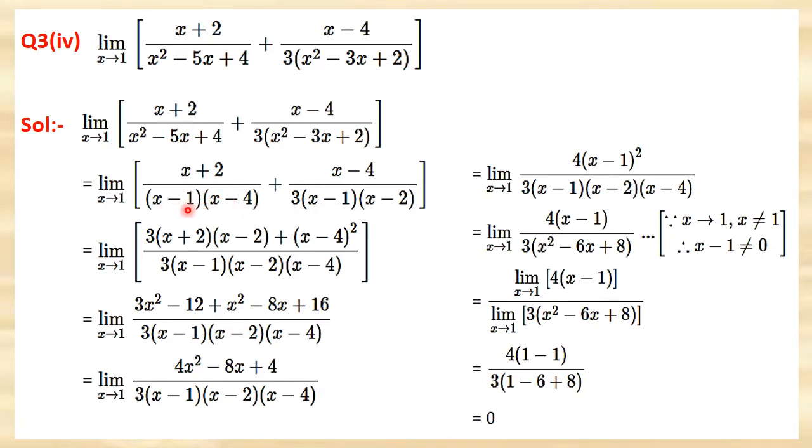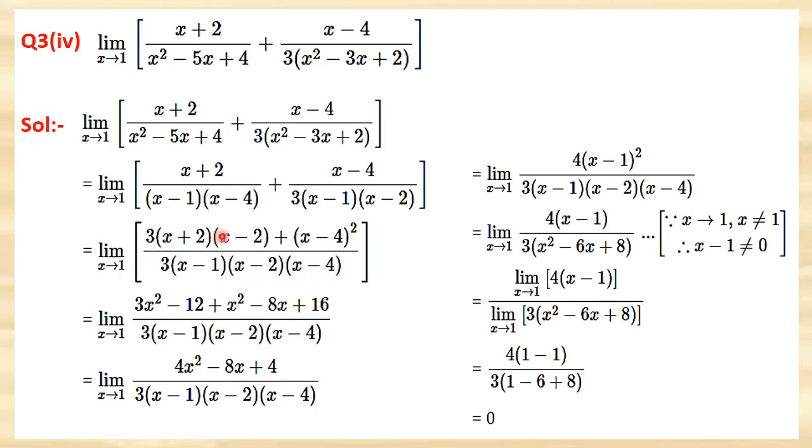So to make the denominator equal, we have to multiply the first term, numerator and denominator, by 3 into x minus 2. And the second term we have to multiply the numerator and denominator by x minus 4. Then the denominator will be equal and we can add the numerators. So the first term 3 into x plus 2 into x minus 2 plus the second term x minus 4 into x minus 4. It is x minus 4 the whole square, and common denominator 3 into x minus 1 into x minus 2 into x minus 4.